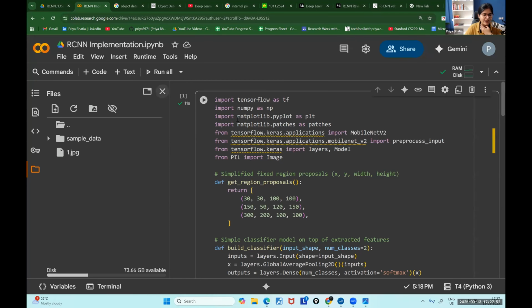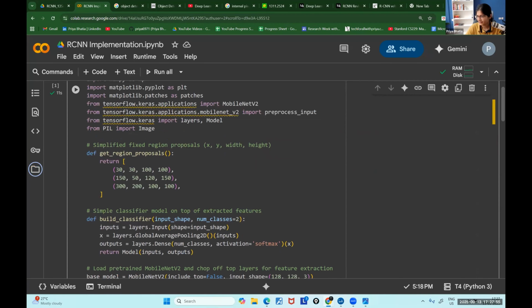So what we have done, now I hope you remember the intuition behind that. What we are doing over here, we are defining the fixed region proposals. Do you remember I told you that we will define our x-axis, y-axis, width and the height? So this is simply a function which is returning a list of predefined regions in the image, which basically I am expecting in my object. So this actually simulates the region proposal step of RCNN, right?